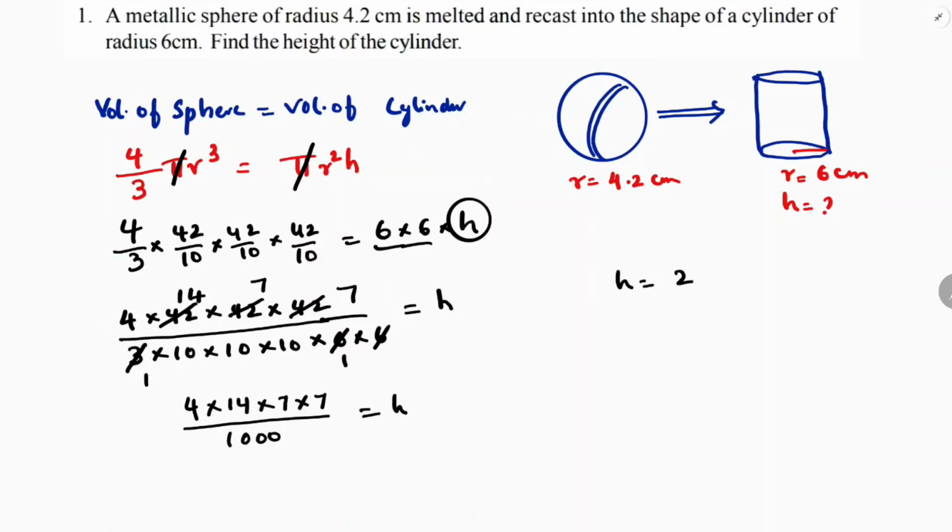h equals 2744 by 1000. So as we are dividing by 1000, after 3 digits you can keep the decimal. So h equals 2.744 centimeters, or you can write h equals 2.74 centimeters.